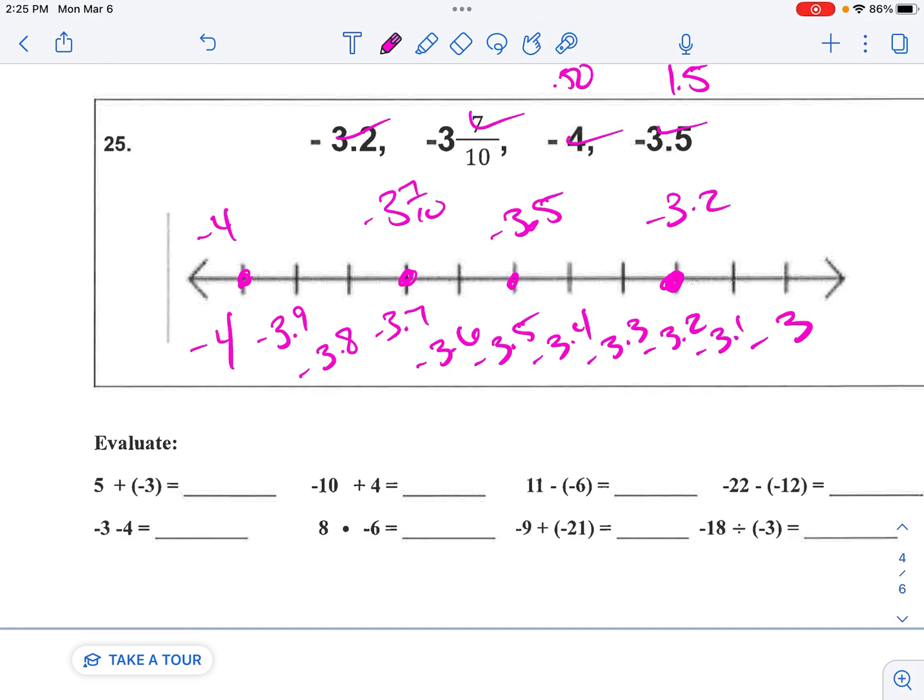This first one, +5, -3, those are different signs, so I'm going to find the difference, which means I'm subtracting the two numbers. There's more positive, so it's going to be a +2. -10, +4, those are different signs, so I'm going to subtract the two numbers to get 6. 10 negatives, 4 positives, so there's more negatives.